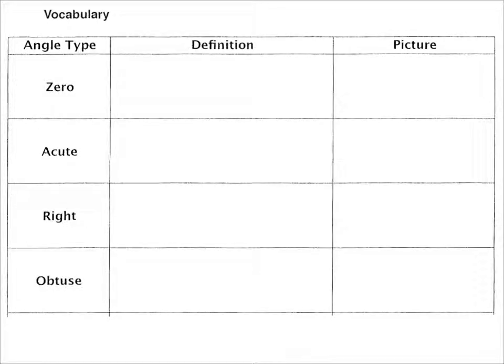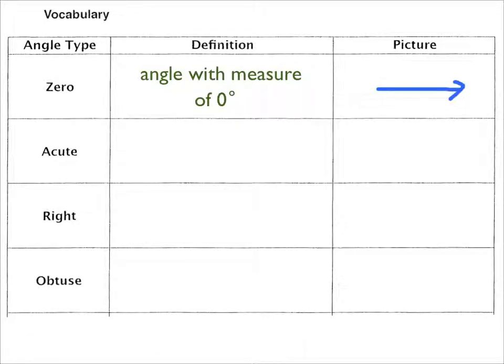Quick lesson today about section 3.3, types of angles. First type of angle is a zero angle, which is quite simply an angle with a measure of 0. What that ends up looking like is basically a ray and another ray right on top of it, because as it's a 0 angle, it has two rays lying on top of each other.